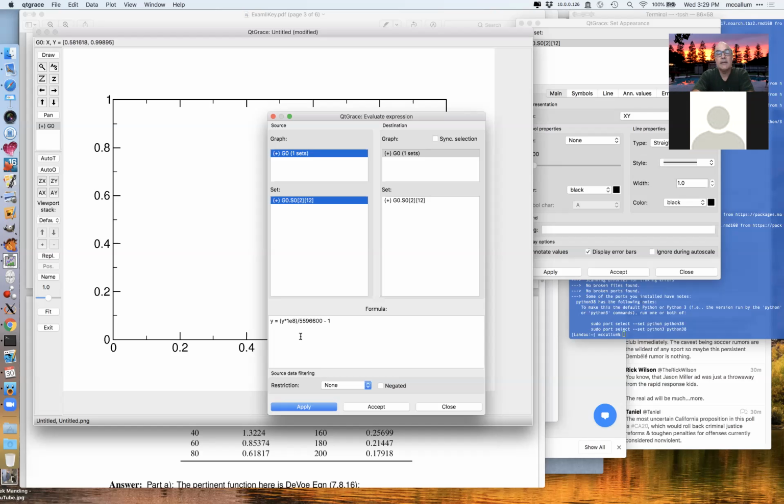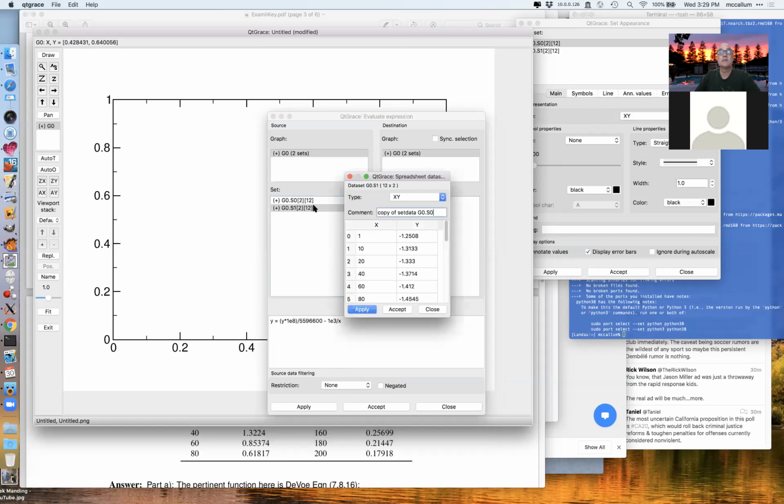1E3 divided by X, right? So hopefully that will do it. I've highlighted the data set I want to manipulate and I hit apply. This creates a new data set. It's still not showing up here because my axes still aren't set, but I want to see what the numbers are, right? So now I'm going to double click on this. And it says the first data point is minus 1.25.